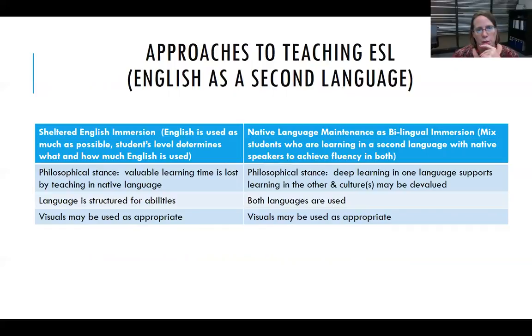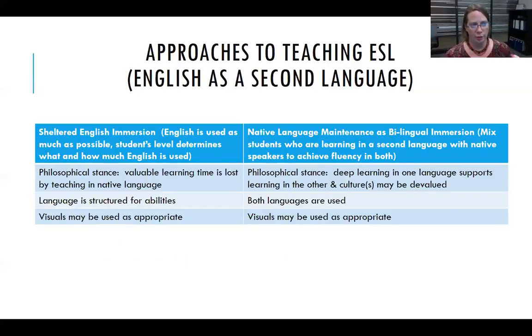Okay, approaches to teaching ESL or English as a second language. One is sheltered immersion or sheltered English immersion. This is where English is used as much as possible, and the student's level, so the student's cognitive level, determines what and how much English is used. So the philosophical stance behind this is that valuable learning time is lost by teaching in a native language. So it's really saying, oh, we're just going to get right to the point. They're going to have to jump in, and that's that.